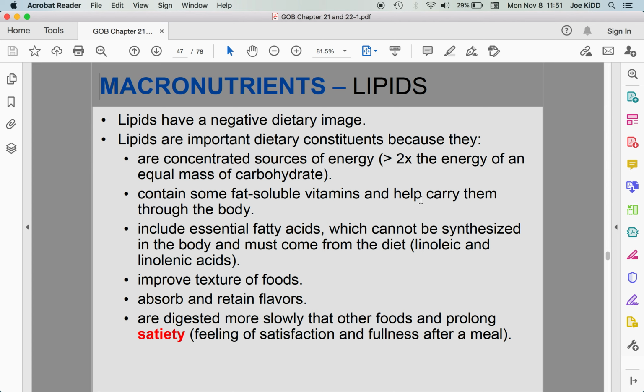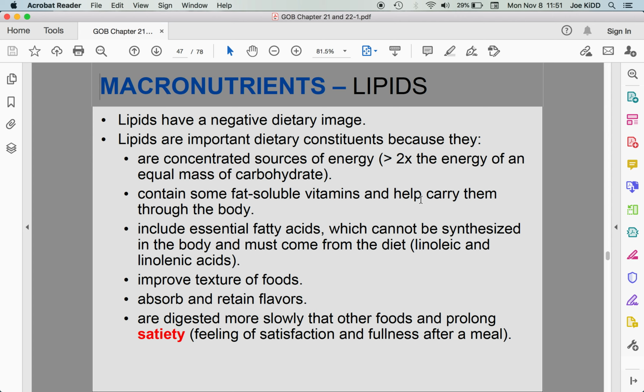We have essential fatty acids. So we talked about linoleic acid and things like that in chapter 18. Remember that when we call something an essential fatty acid or an essential amino acid, that means that our body cannot produce it and that we need to gather it from our environment, so through ingestion.